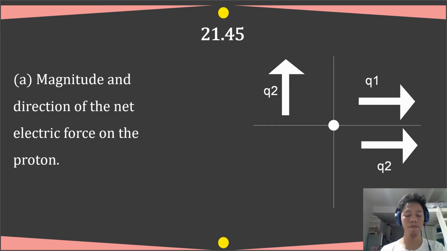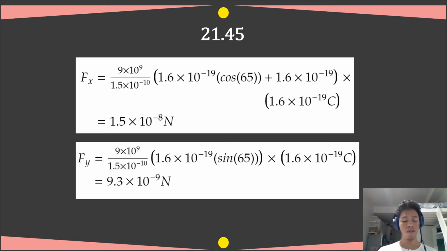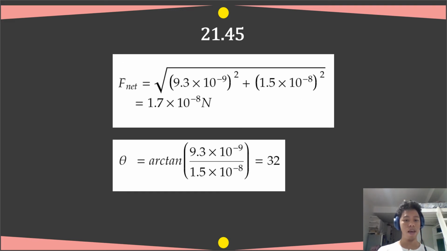In problem A, find the magnitude and direction of the net electric force on the proton. We're going to divide the net force into two components, the x and the y component, and as usual, we use the electric field formula and then multiply it by the charge of the proton in order to get the magnitude at that certain component. We do that for both the x and y components, and in order to get the net force, we simply use the Pythagorean theorem. Therefore, we get 1.7 times 10 raised to negative 8 newtons.